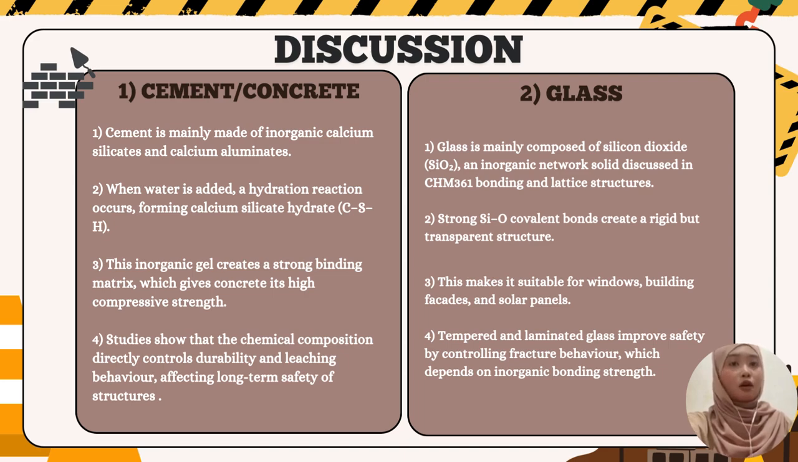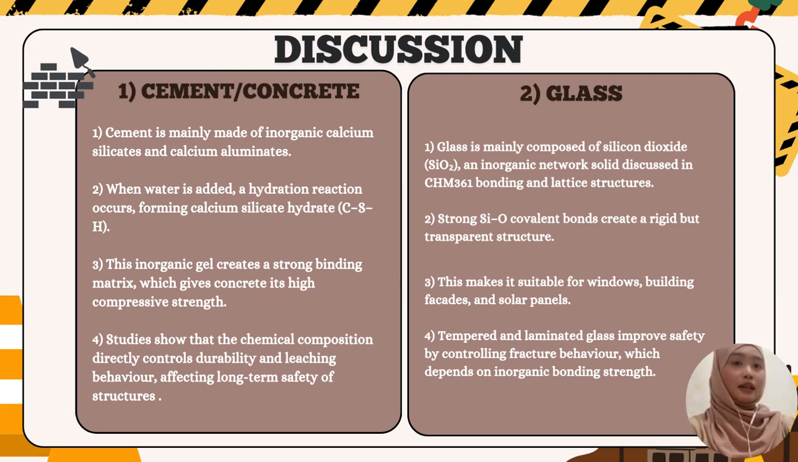So next, for discussion, firstly, we have cement and concrete. Cement is mainly made of inorganic calcium silicates and calcium aluminates, which are core compounds studied in Chemistry 361, solid state and coordination chemistry. When water is added, a hydration reaction occurs, forming calcium silicate hydrate. This inorganic gel creates a strong binding matrix which gives concrete its high compressive strength. In construction, this reaction allows concrete to harden inside building foundations, bridges, and roads.